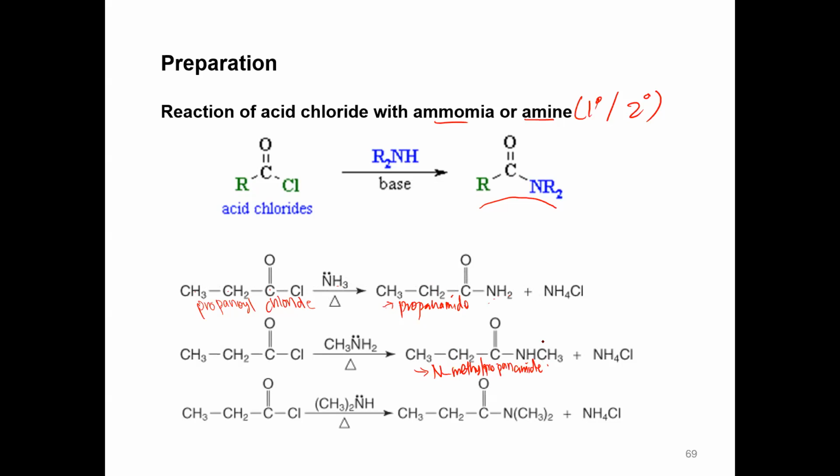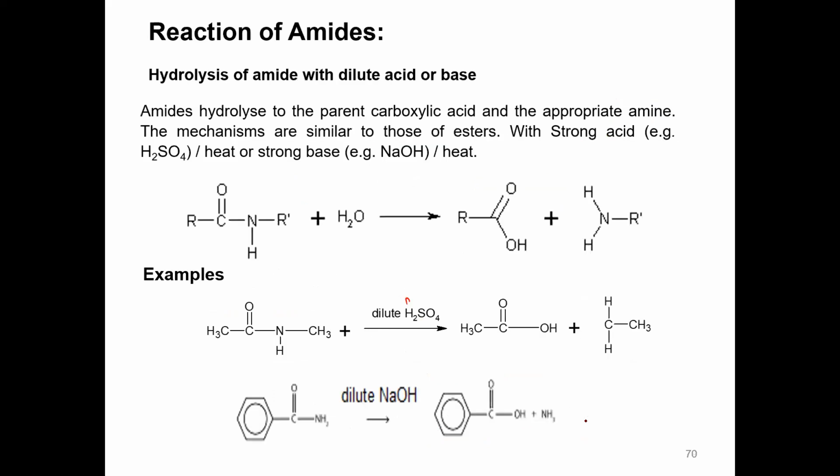Okay, and then we have secondary amine reacting with acetyl chloride, so it will produce N,N-dimethyl propanamide. N,N-dimethyl propanamide. Okay, so this is the reaction of amide.